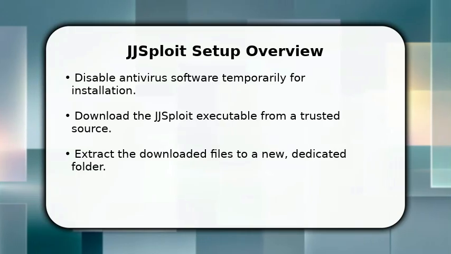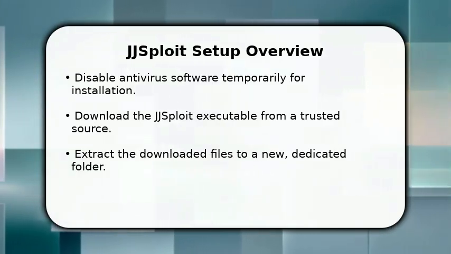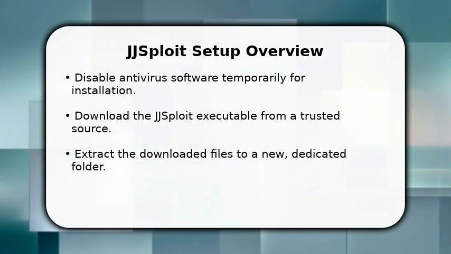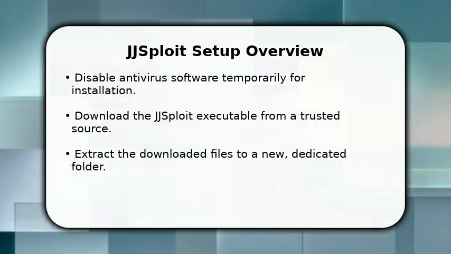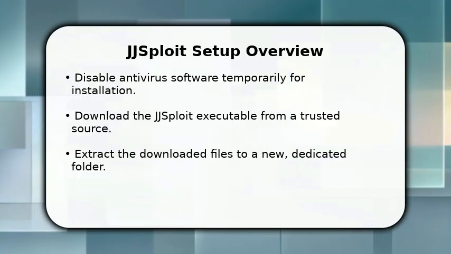In this video, I will explain how to make JjSploit work. First, you'll need to temporarily disable your antivirus software. This is a crucial step to prevent interference during the download and installation process.